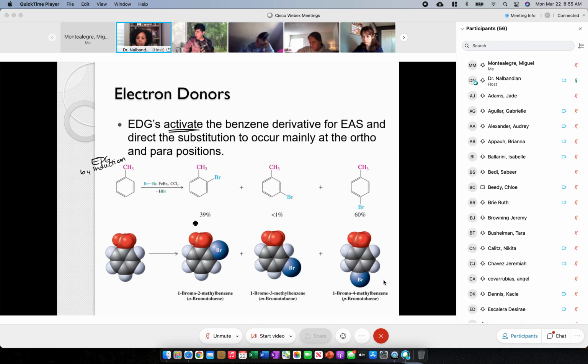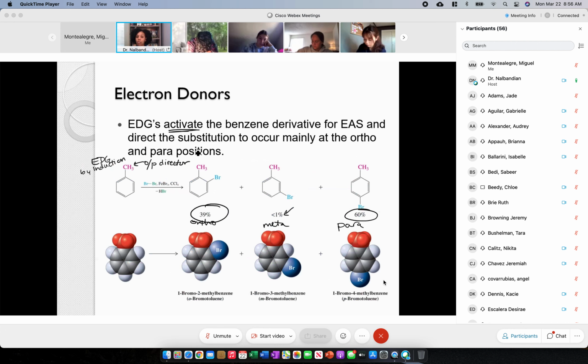So we see our ortho, meta, and para products. For this, we mainly get the ortho and the para product, with trace amounts of the meta product. It doesn't matter what's on the ring, it just matters the properties of it. So because this is electron donating, we're seeing that this is an ortho para director. This group is an ortho para director.